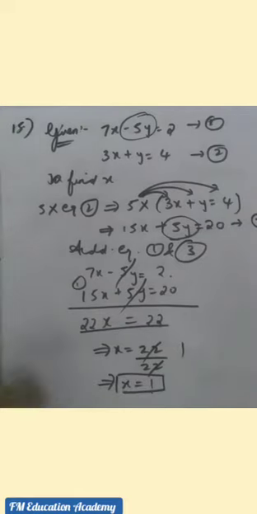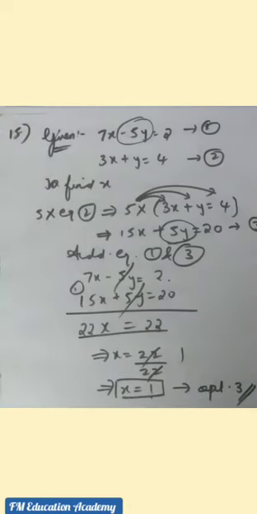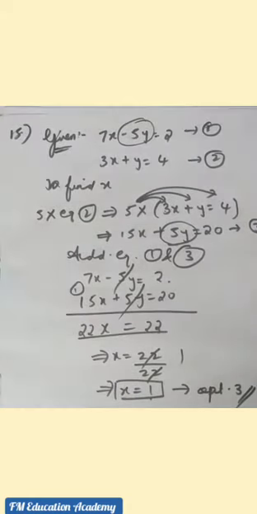Where is x 1? In which option? In option 3, x is 1. So what is the value of x? The value of x is 1, that is option 3. So answer of question 15 is option 3 in set A question paper. Moving on to 16th question.